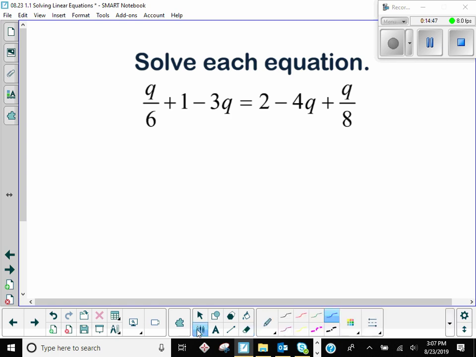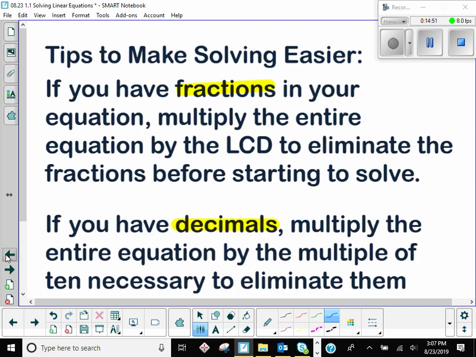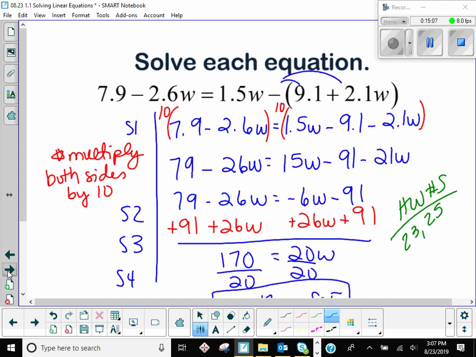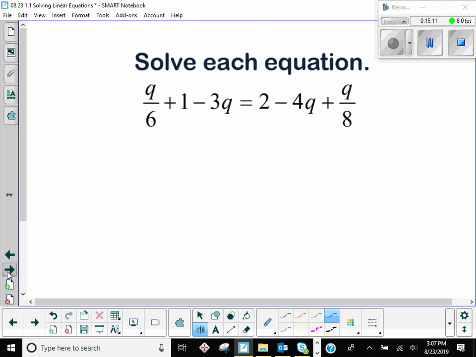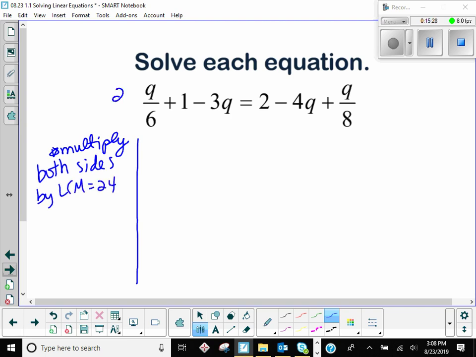So make a note to yourself somewhere, right here. If you have fractions in your equation, multiply the entire thing by the LCD, the least common denominator, to eliminate the fractions before starting to solve, okay? Or sometimes you might hear least common multiple. And so in this case, that's 24. So I'm going to start by multiplying both sides by the LCM, which is 24. So it's the distributive property again. Distribute, distribute, distribute.